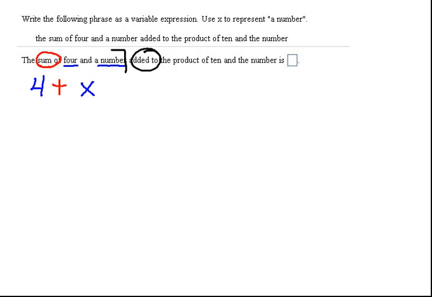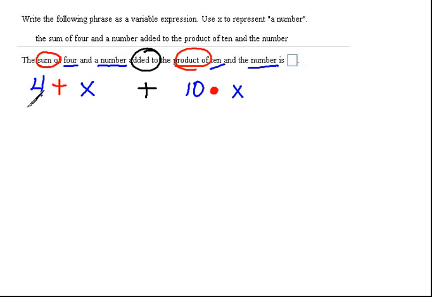Now that's only the very first part of this sentence. We still have more to go. The next part says we're going to add that "to," and there again is another one of our key words that tells us to use addition. But what are we adding to it? "The product of." The product of is a key word for multiply. And what are we multiplying? We're multiplying 10 and a number. So we write that out in symbolic form: the product of 10 and a number would be the same thing as saying 10 times x.